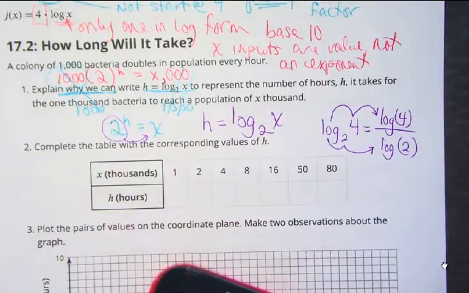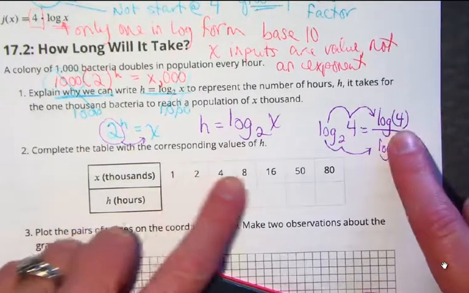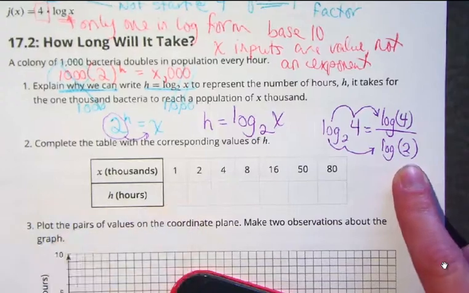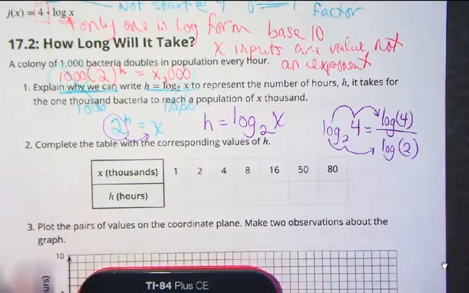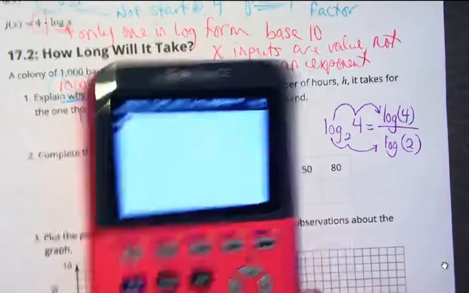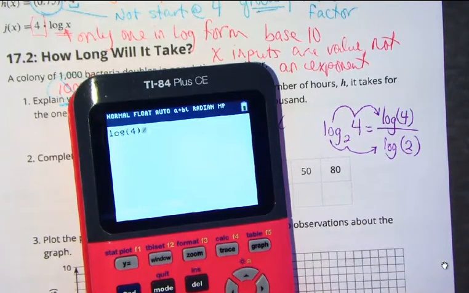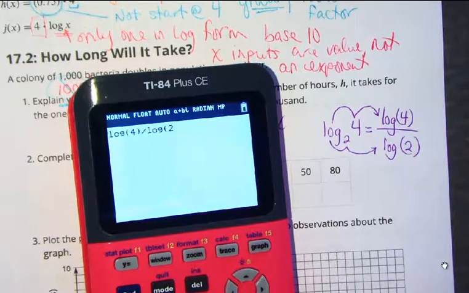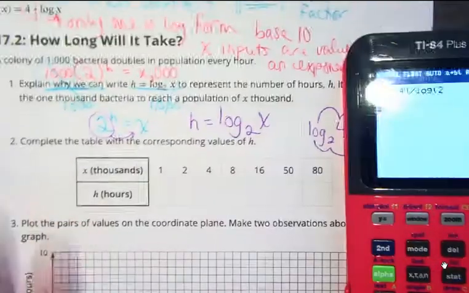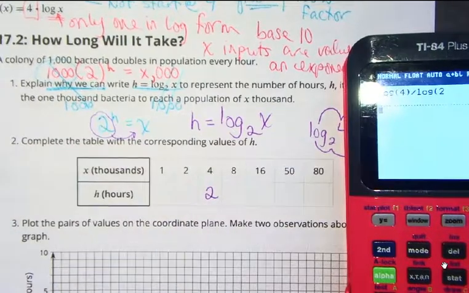Okay, so I'm just going to keep on doing this same thing. My x values will change in that numerator to each of these x values, but what I find at the equal sign is going to be the h hours. So let's turn on our calculator and get going on this. I would have log 4 close parentheses divided by log 2, enter. Alright, so that makes sense. 2 to the second power equals 4. So that's when I'm looking for 4,000.